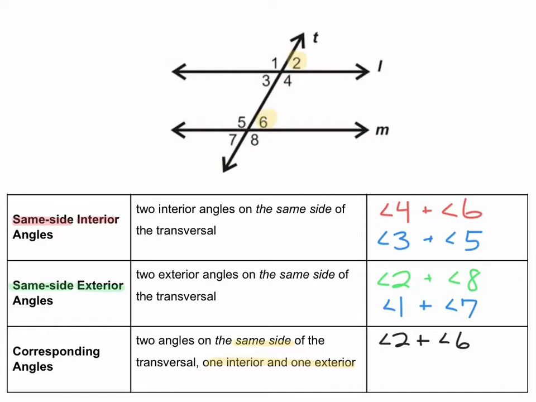Another example would be angle 4 and angle 8. You can see they're both like the bottom right side of my intersections, both on the same side of the transversal, one interior, one exterior. I've also got angle 1 and angle 5. Those are corresponding angles. And finally, I have angle 3 and angle 7. Those are both corresponding angles as well.